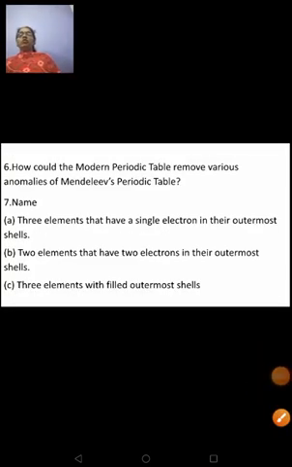See the next question. How could the modern periodic table remove various anomalies of Mendeleev's periodic table? This is a very common question which repeatedly comes in the board papers also. Mendeleev had arranged the elements in the increasing order of atomic mass, but in the modern periodic table, since the elements were arranged in the increasing order of their atomic numbers, most of the anomalies that were found in Mendeleev's periodic table were overcome. Hydrogen, though being gaseous in nature, was given the first position. In that case, hydrogen has atomic number 1, so it is given the first position.